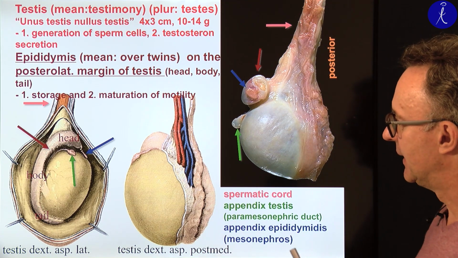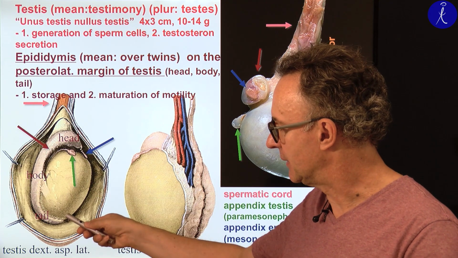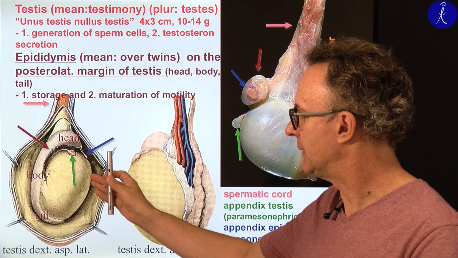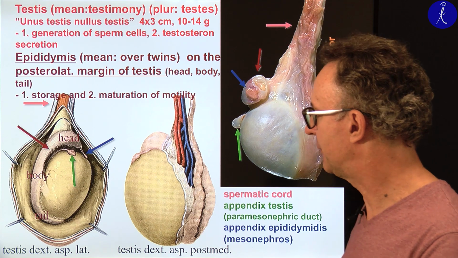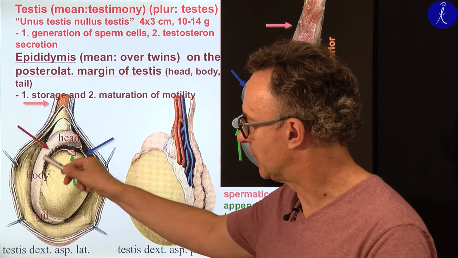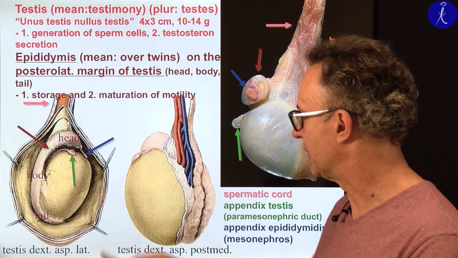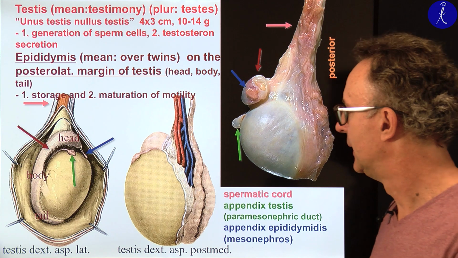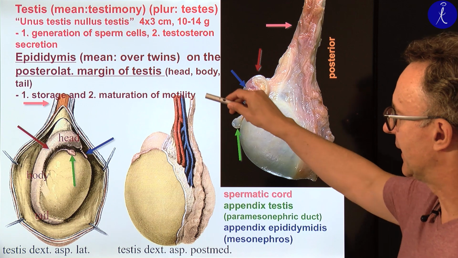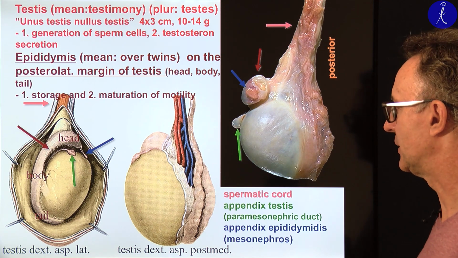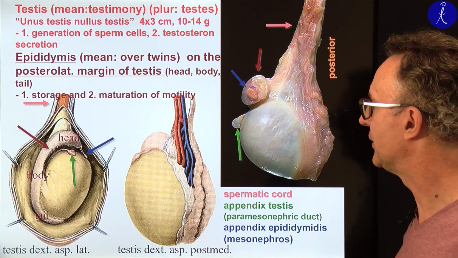Otherwise, the testis has a superior and inferior margin, pole, upper and lower pole, has a lateral, and the other side would be the medial surface, and it has an anterior and a posterior margin. So the epididymis this way is located posteriorly and a bit laterally on the testis. The pink is the spermatic cord, which includes the vas deferens and also the vessels leading down to the testis. But I will describe this topic later.